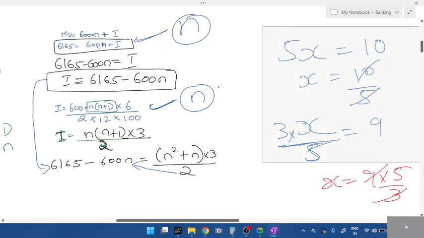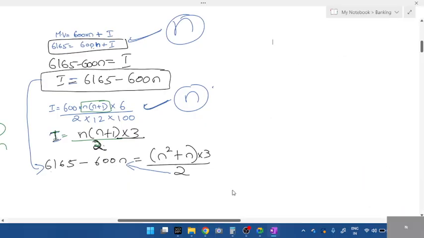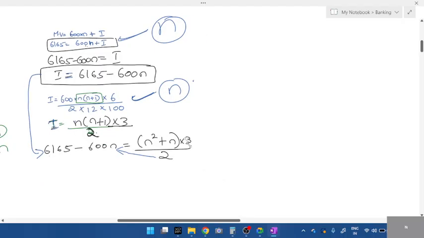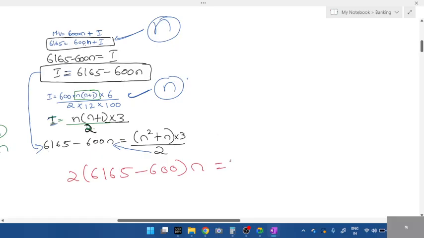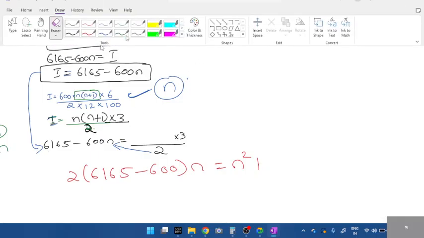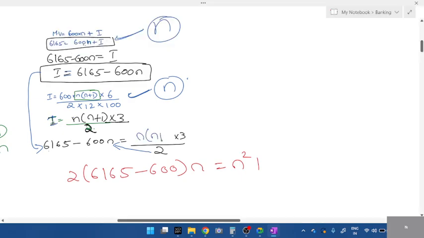N is on the right hand side, students. We need to find the value of n. So first shift this 2 to the other side. Multiply 2: 2 into 6165 minus 600n. Later we'll divide by 3. N square plus... See, this you can keep as it is. N into n plus 1 into 3. Okay, open this bracket and multiply.